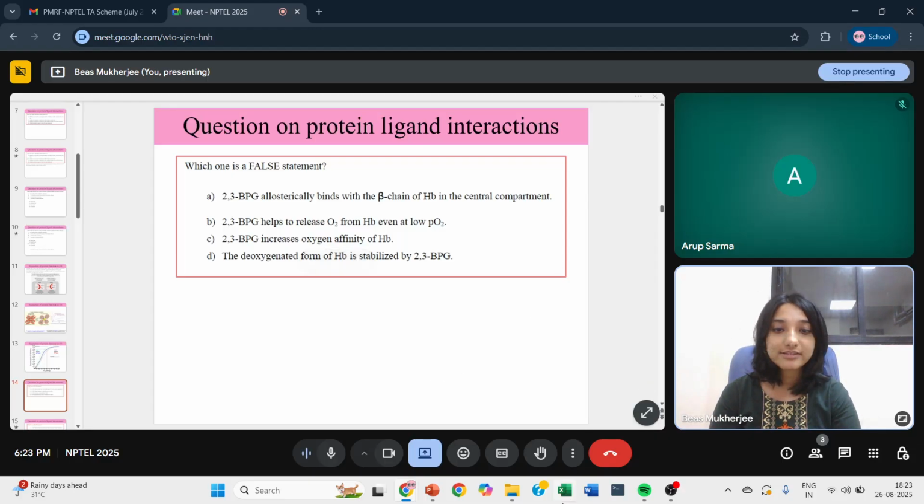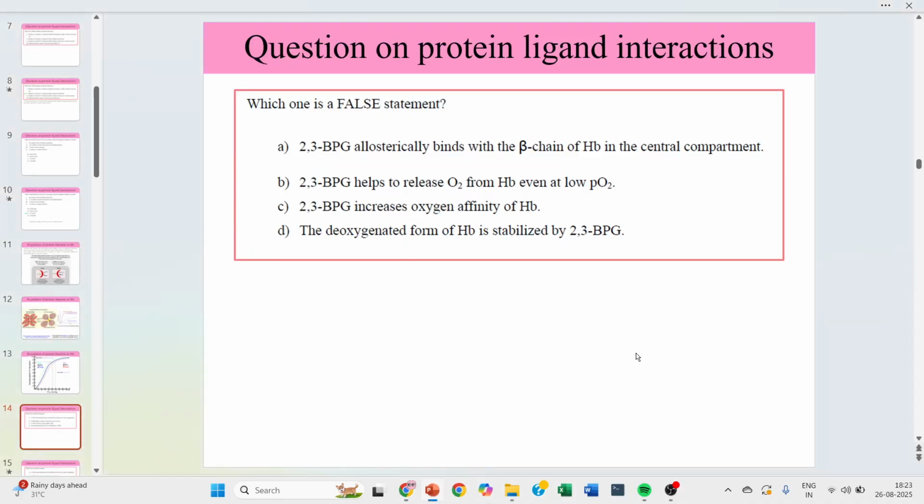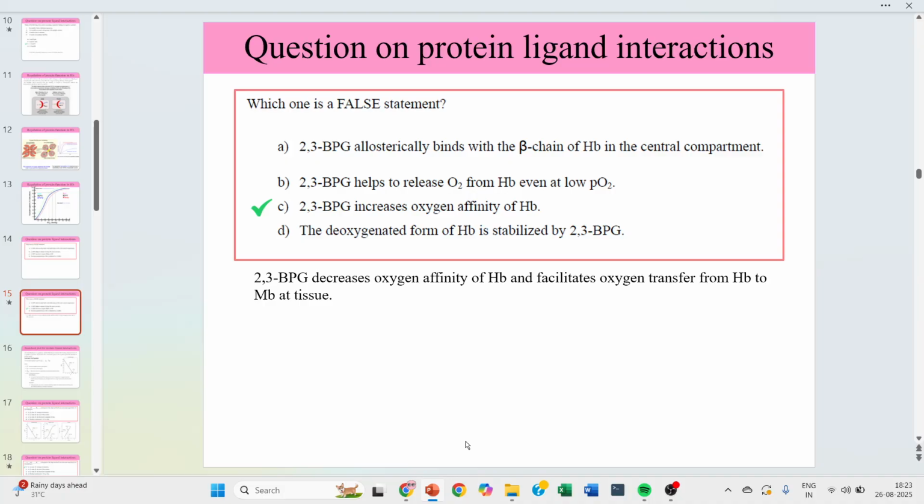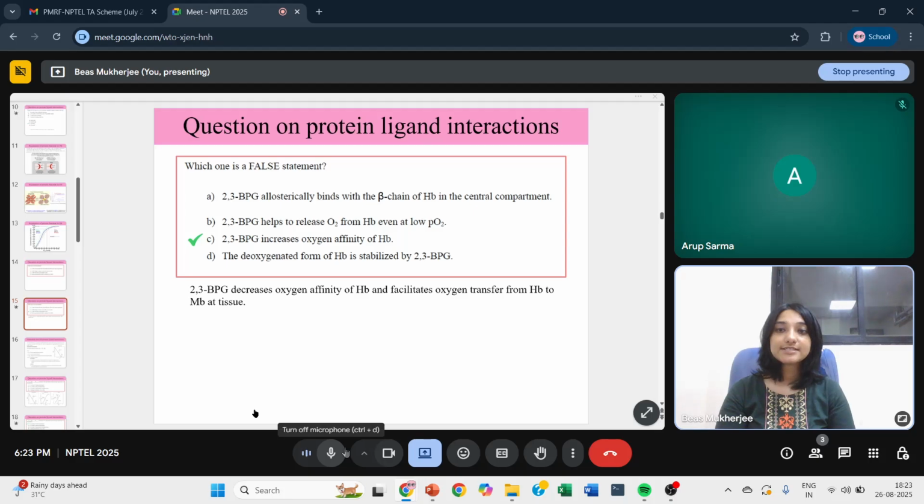Okay, we'll look at the right answer. So the false statement here is C. C says that 2,3-BPG increases the oxygen affinity of hemoglobin. So actually 2,3-BPG decreases the oxygen affinity of hemoglobin and facilitates oxygen transfer from hemoglobin to myoglobin at the tissues.